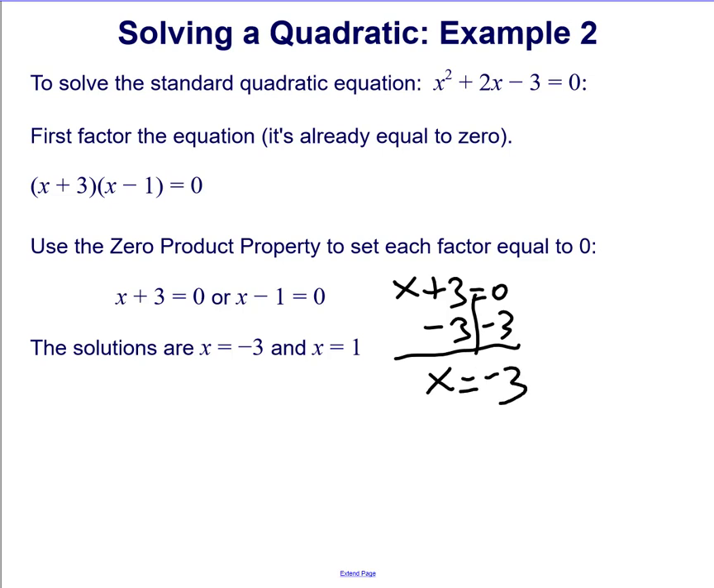The other one is going to be x minus 1. Set that equal to 0. I solve that by adding 1 to both sides. They cancel, and I have x is equal to 1. So there's two possible answers. The solutions are either x is equal to negative 3, and the other solution is x is equal to 1.